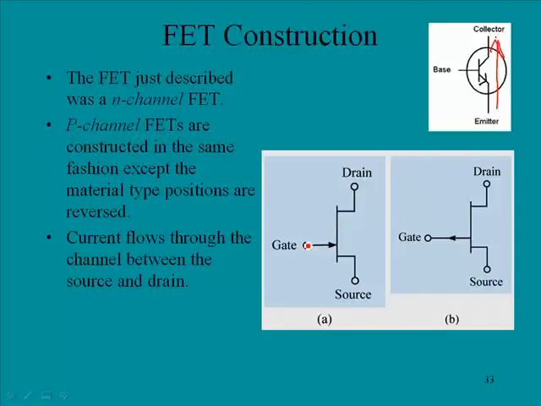This is actually the gate in this little circle right here. And then this would be a P-type channel, and again the arrow is pointing at the N material of the gate, and that would indicate that the P channel here is the channel in that case. And current flows through the channel between the source and the drain.